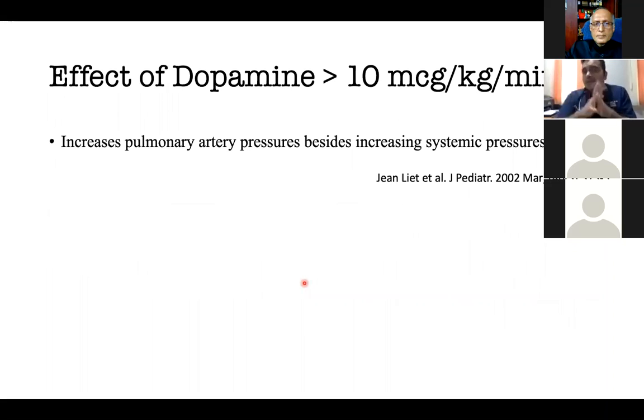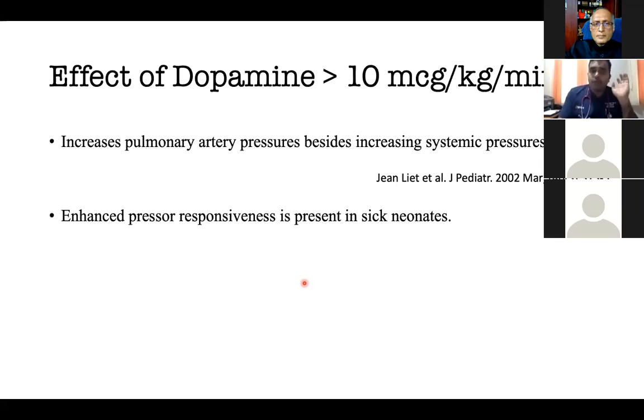So at more than 10 mics per kg per minute, dopamine increases your pulmonary artery pressures besides increasing your systemic pressure. So it acts both at the systemic vessels as well as pulmonary vessels, but the pulmonary artery pressures are elevated more at doses more than 10 mics per kg per minute. So in babies with PPHN or any other babies where the problem of increased PVR is there, dopamine will create trouble at doses more than 10 mics per kg per minute.